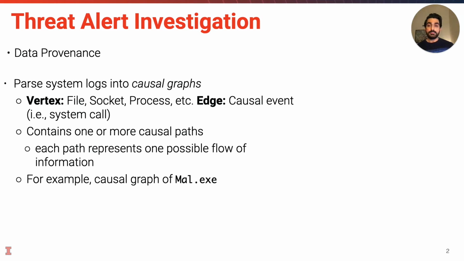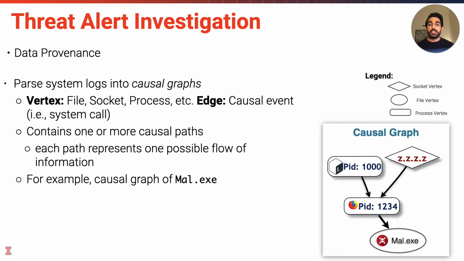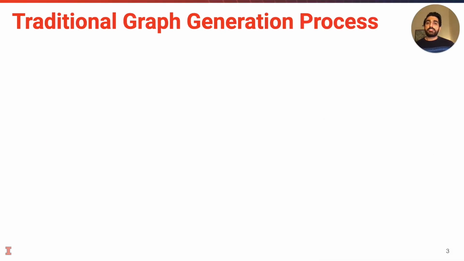Such graphs are useful in generating contextual information around a given symptom, and in this case, threat alerts. For example, if there is a threat alert related to a suspicious looking file called mal.exe, we can generate a causal graph of this mal.exe file to see how this file ended up in our system. Typically, these graphs are generated as follows.